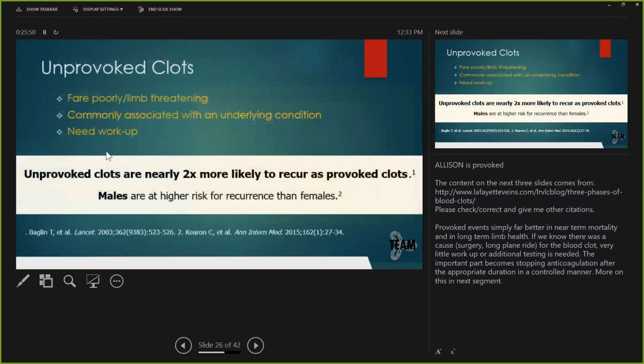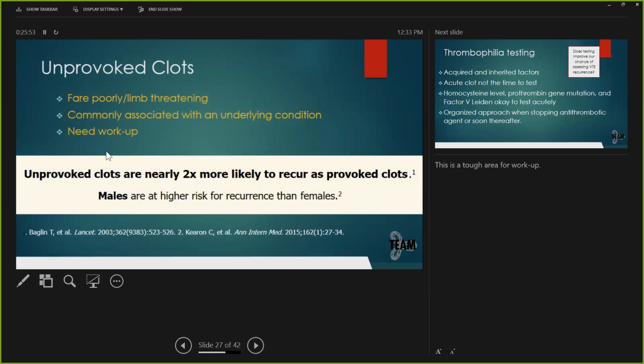If it's an unprovoked blood clot, where we don't know the cause, the patient just presents without any of those above risk factors. Unprovoked blood clots do poorly compared to provoked ones, and especially males are at higher risk for recurrence than females when they have an unprovoked blood clot. And these are the patients who need a workup, and especially if they have any family history too, they qualify more. Also if you have had more than one blood clot, that also increases the risk, and you want to do a hypercoag workup for these patients.